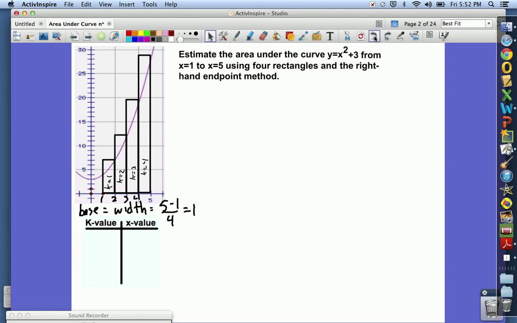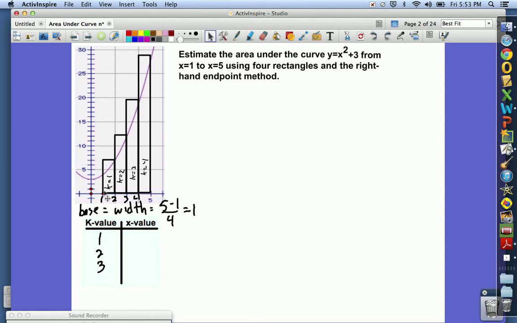So now we want to make a chart to help us convert from x values into k values when we go to find the area of the rectangles. So we start by writing the k values, 1, 2, and 3. And remember, that just means for the first rectangle, that's when k equals 1. When k equals 2, we're talking about the second rectangle, and k equals 3 is the third rectangle.